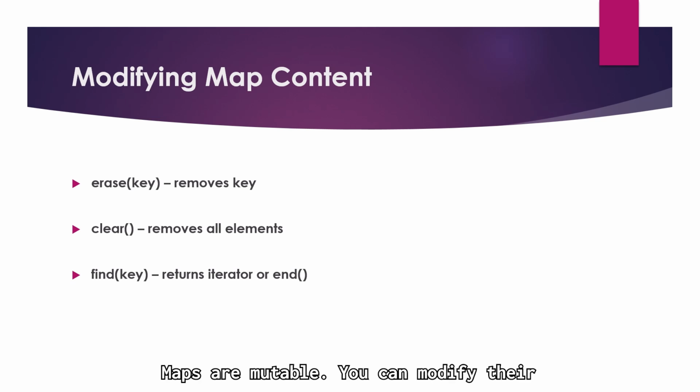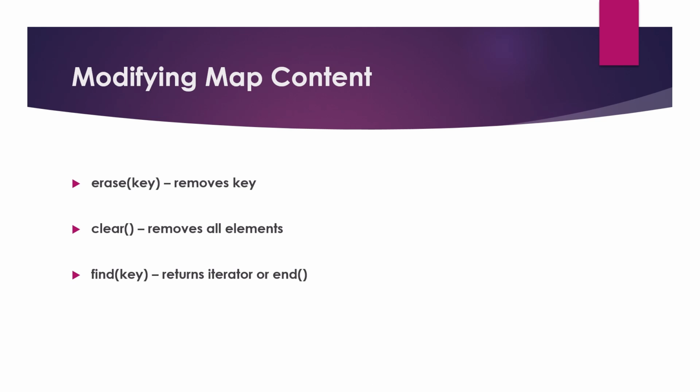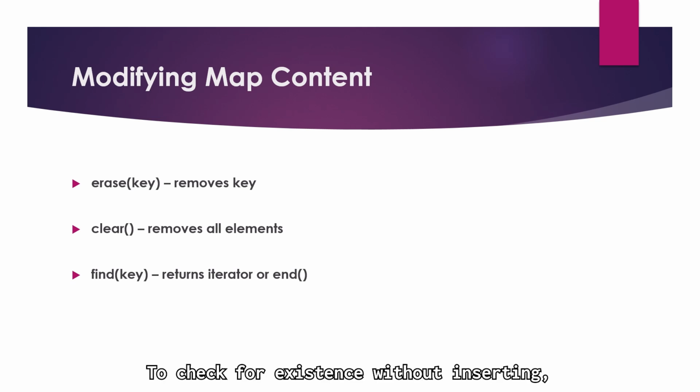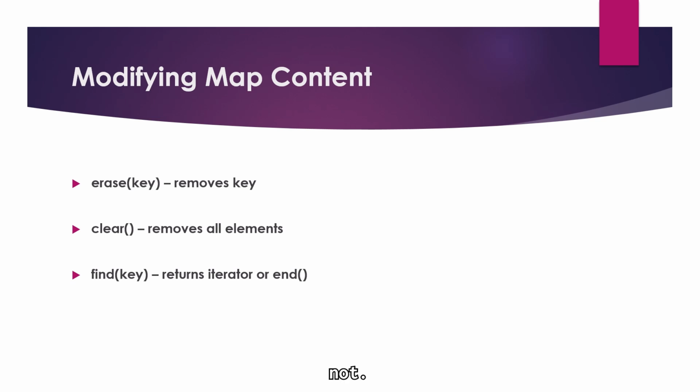Maps are mutable. You can modify their contents easily. To remove an element by key, use m.erase(key). To clear all elements, use m.clear(). To check for existence without inserting, use m.find(key). It returns an iterator to the key if found or m.end() if not.